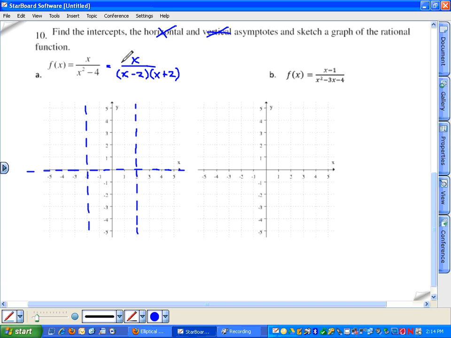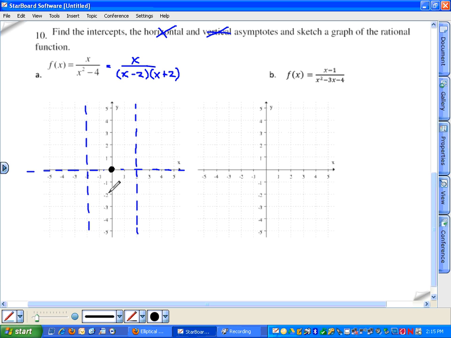Now the intercepts, there's x-intercepts and y-intercepts. The x-intercepts can be found by taking the numerator and setting it equal to 0. That's how you find x-intercepts of a rational function. If you take the numerator and set it equal to 0, that's going to give us an x-intercept of 0. To find y-intercepts, again, you let all the x's equal 0. 0 divided by 0 minus 4. That's 0 divided by -4, which is 0. It's in the same spot as our x-intercept.